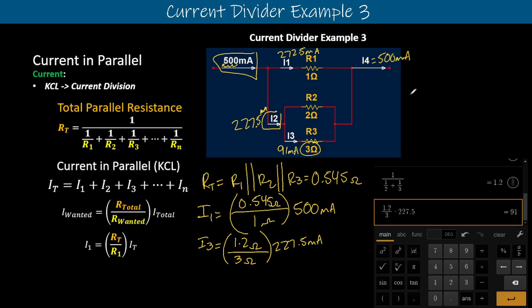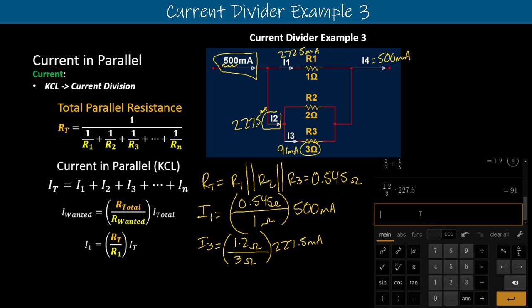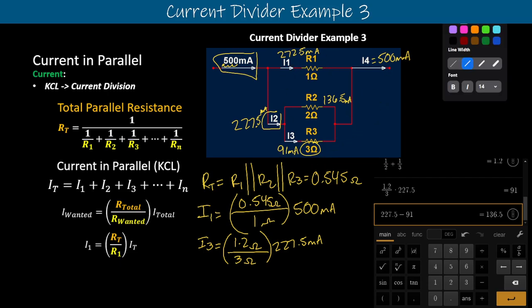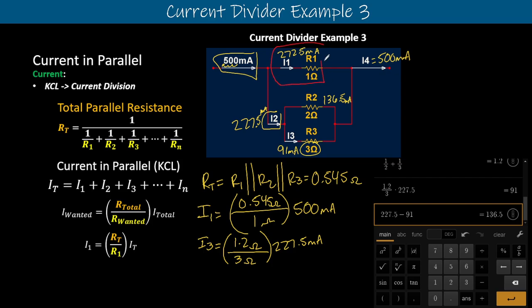Now we can find R2 current because we know that we started with 227.5 and lost 91 down the other branch, which means that R2 is going to get 136.5 mA. Right, and this makes sense. If we look back here, we see that the R1, the smallest resistor we have, has the biggest current. The next smallest resistor we have has the next biggest current, and the largest resistor we have has the least amount of current. That's what we expect from our current division.